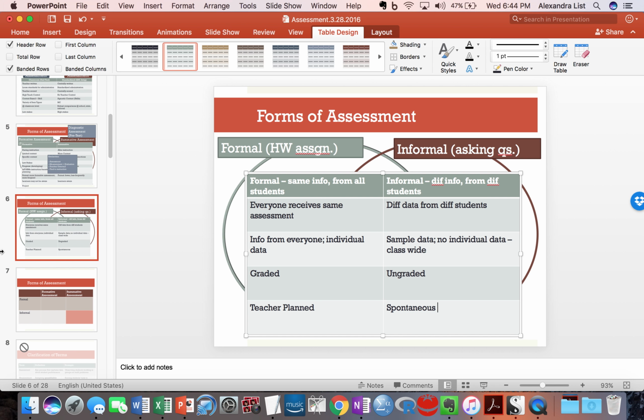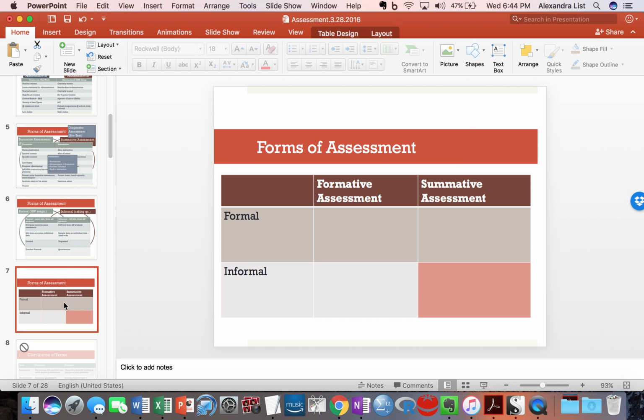And so when we talk about types of assessment, now we can move on to the last slide that we're going to talk about in this video. We can talk about formal and informal, formative and summative assessment. And I'm going to pause this video right here. There'll be one more video. But what I'm going to ask you to do is come up with an example of formal and informal, formative and summative assessment.